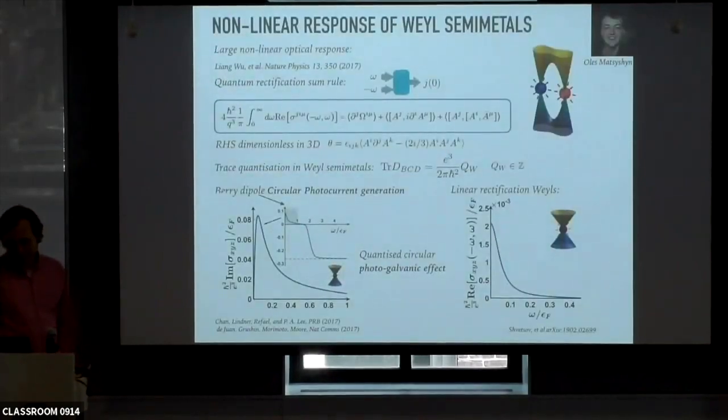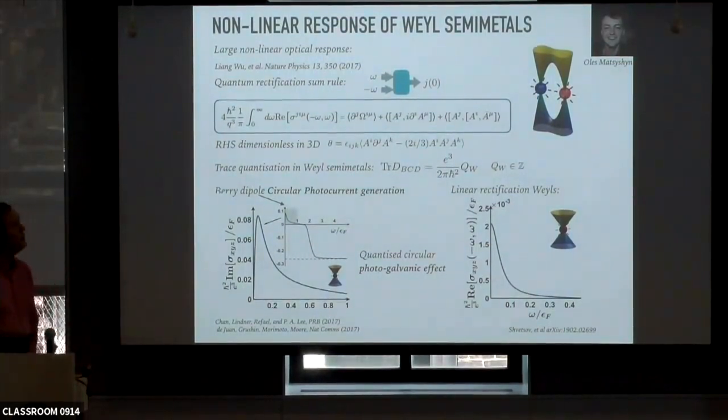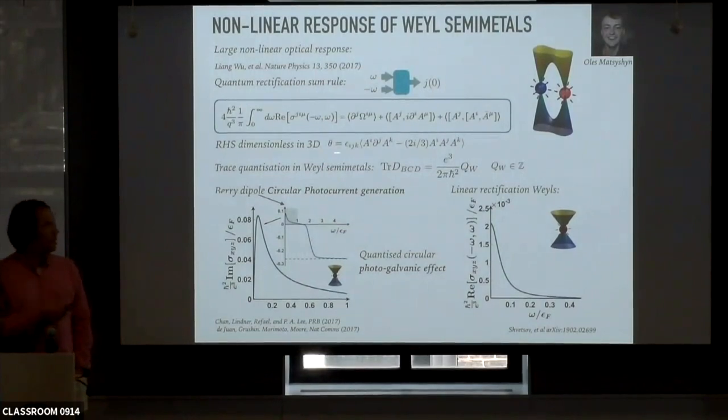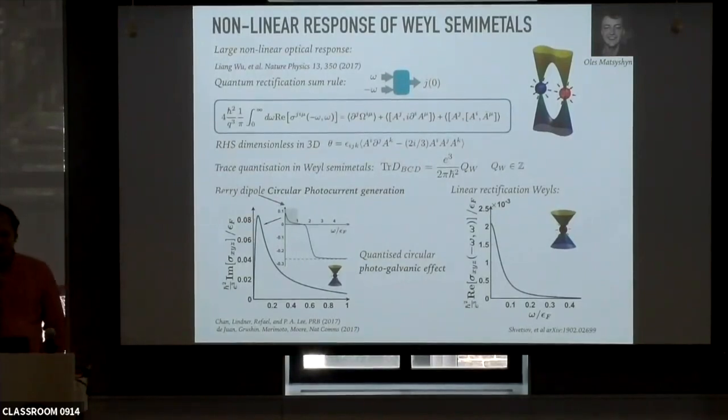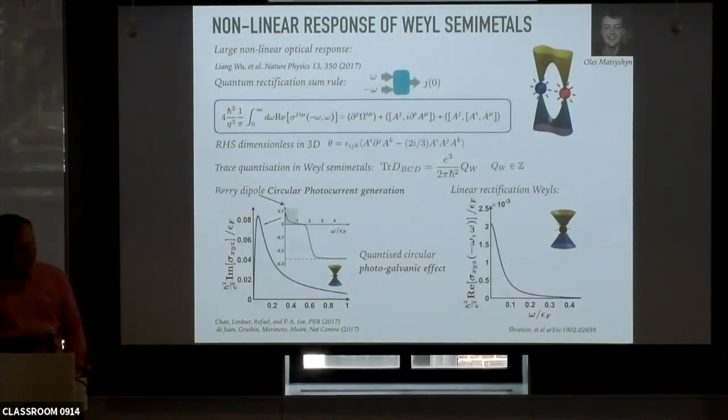So where to study this? Weyl semimetals, as many previous speakers have emphasized, are natural platforms to understand nonlinear optical phenomena. Also in 3D, the sum rule is very interesting because the right-hand side is cubic in the Berry connection. So in 3 dimensions, it's dimensionless, like the theta angle in topological insulators. So in 3D, there are quite nice properties. The trace of this Berry curvature dipole tensor is also quantized in fundamental units in 3D.